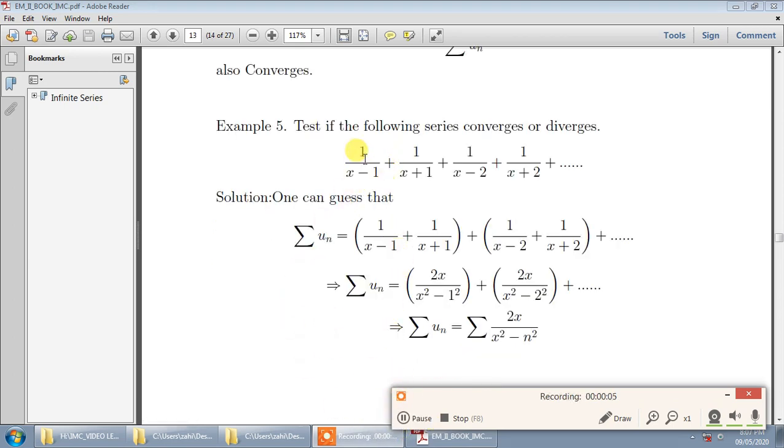So let us have a last example of comparison test. So let us test the convergence of 1 upon x minus 1 plus 1 upon x plus 1 plus 1 upon x minus 2 plus 1 upon x plus 2. So guess what is the next term? 1 upon x minus 3 plus 1 upon x plus 3. Okay, minus 2 plus 2, minus 3 plus 3, minus 4 plus 4, and x is common everywhere. So that is the pattern of this series.